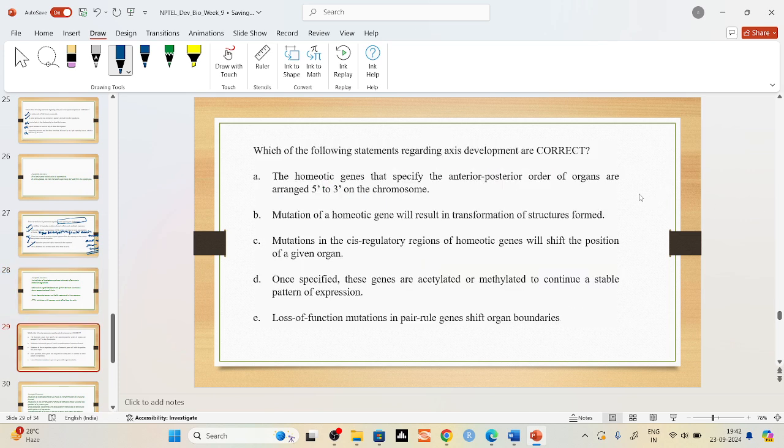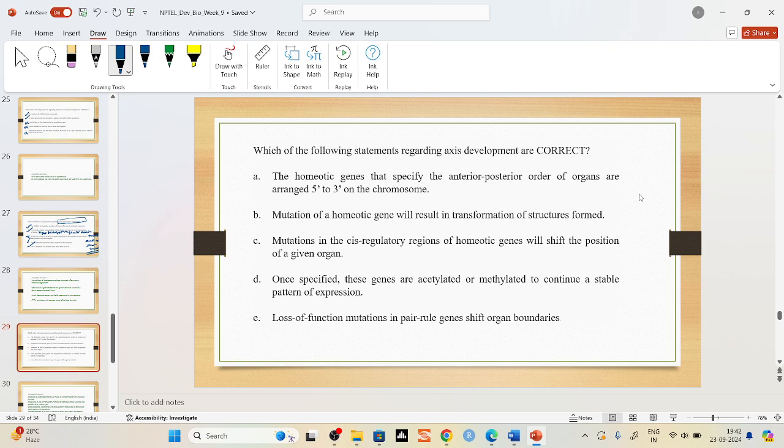Okay, next question. Which of the following statements regarding axis development are correct? Now this question is not a plant question, it's an animal, Drosophila development question, but because we haven't covered this particular topic, that is why I've included one question here. So here you have to select the correct statement regarding axis development, specifically with reference to Drosophila, because that is what we have learned till now.